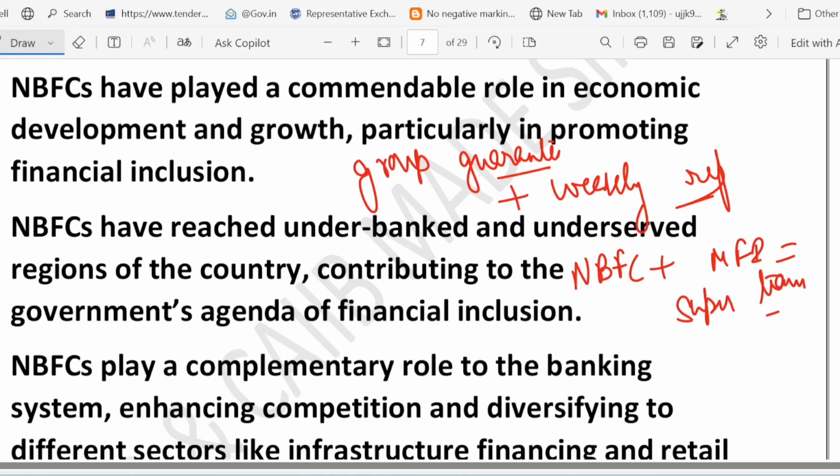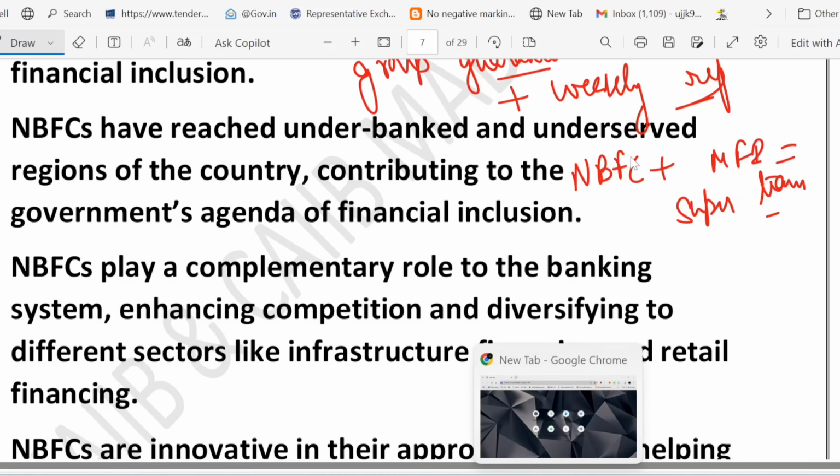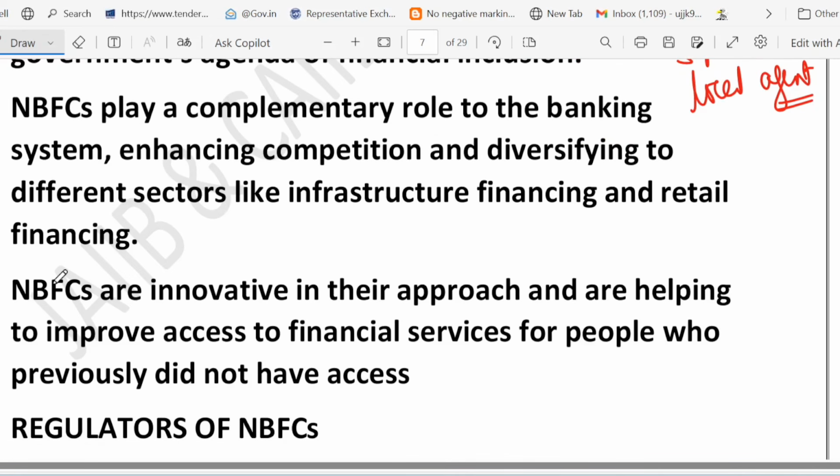Banks struggle to fill the gap. What do they do? NBFCs use local agents to understand the need. Obviously, the role of the local agent is very important. So the first point you can see is the local agent. Second, they offer customized products.